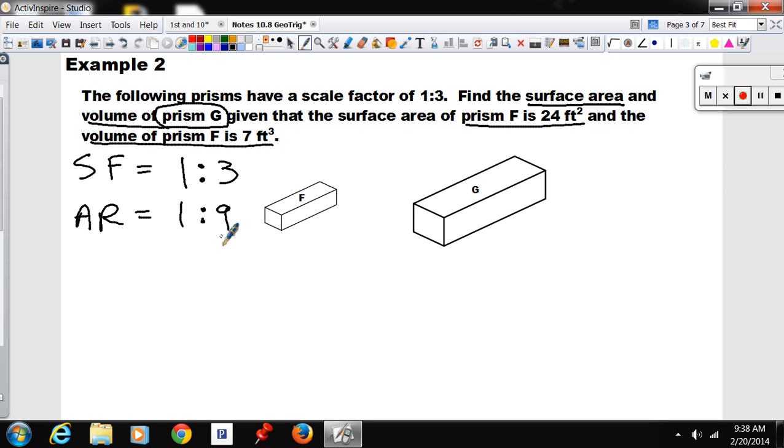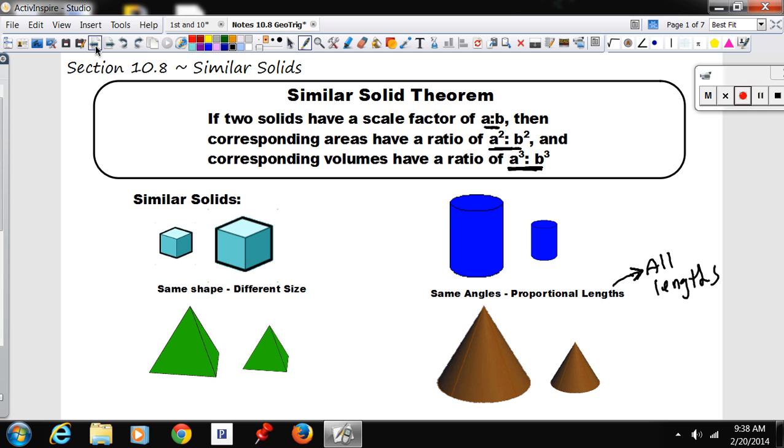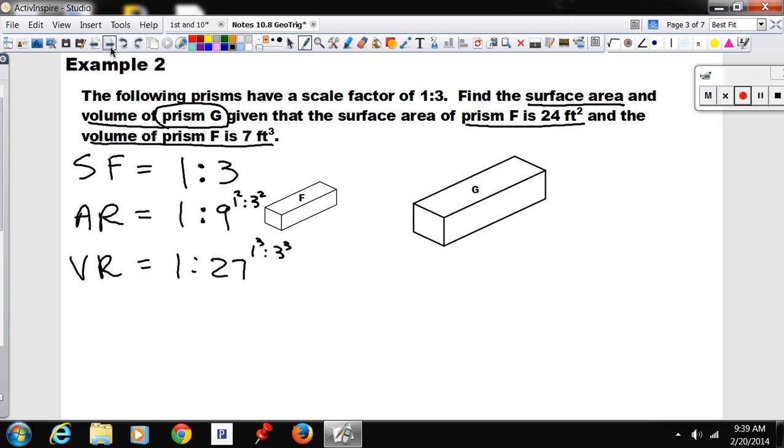What does the volume ratio have to be? 1 cubed to 3 cubed would be 1 to 27. Now, if you're not sure how I got these numbers, this would be 1 squared to 3 squared. This would be 1 cubed to 3 cubed. That's what we learned back on this very first slide, that you square it to get the surface area and you cube it to get the volume. So that's what I did. Now, those are going to be important. I need those because I need to solve for the surface area.